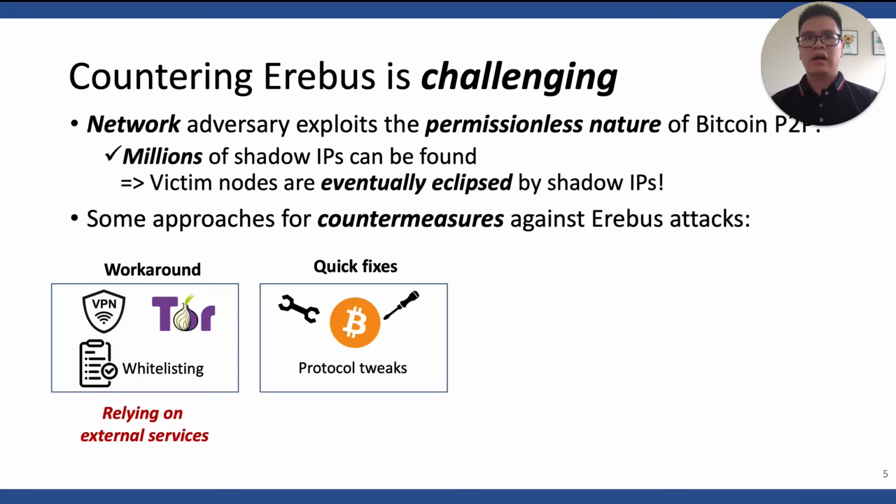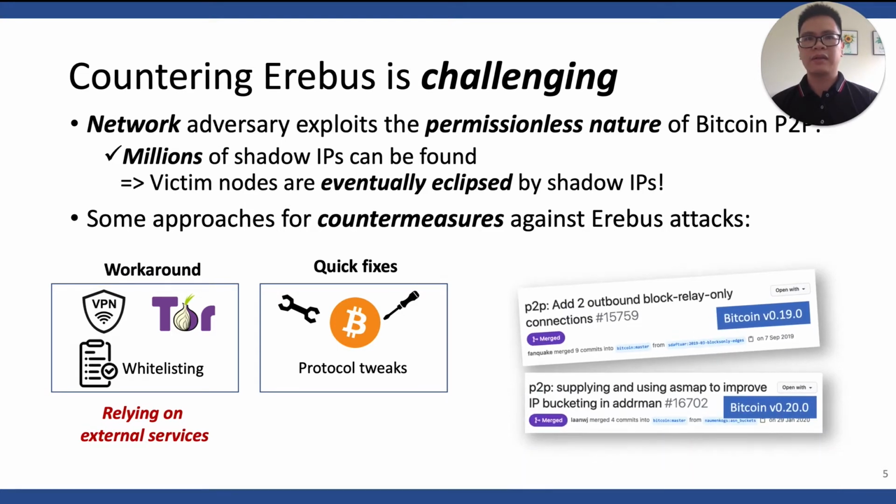Also, the Bitcoin community has quickly implemented some protocol tweaks to make the adversary spend more attack execution time, such as increasing the number of outbound connections from 8 to 10, or using IP to AS mapping in the peer database. However, they are not complete solutions.